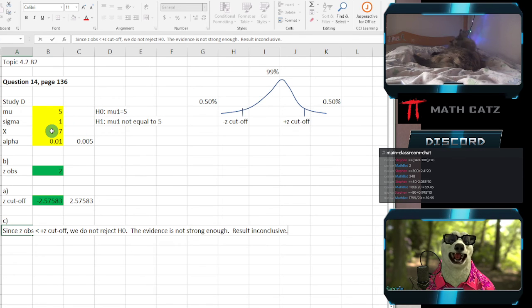It's perfectly normal. Within acceptable fluctuations around the mean, 7 is a quite common score to get. So it's not extreme enough to suggest that, in fact, maybe a different distribution is behind the scenes here. 7 is quite common to get, so the result is inconclusive. The evidence is not strong enough. We do not reject the null hypothesis.